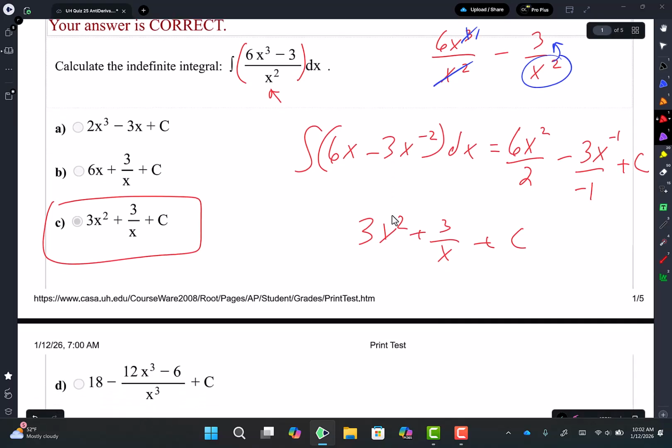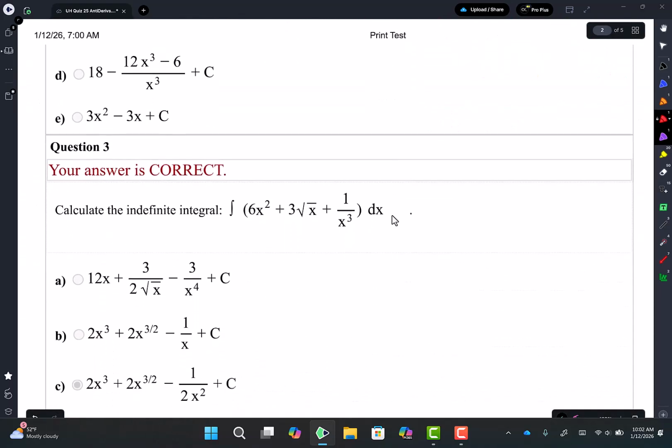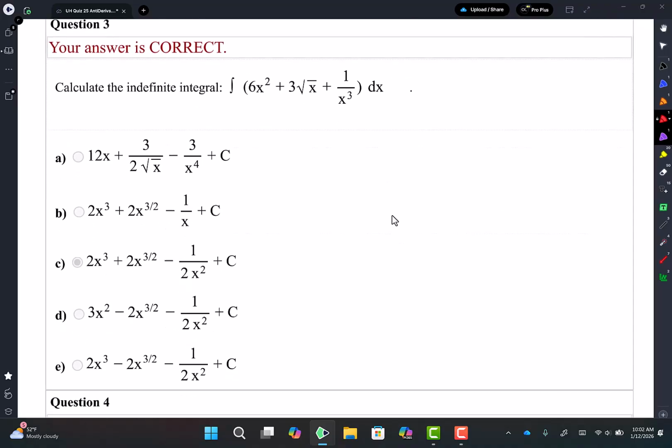How are we feeling so far, guys? Okay. Let's go to the next one. I can't do this one. Yes, you can. Turn everything into an exponent. You've had algebra before. So here we go. Integral.